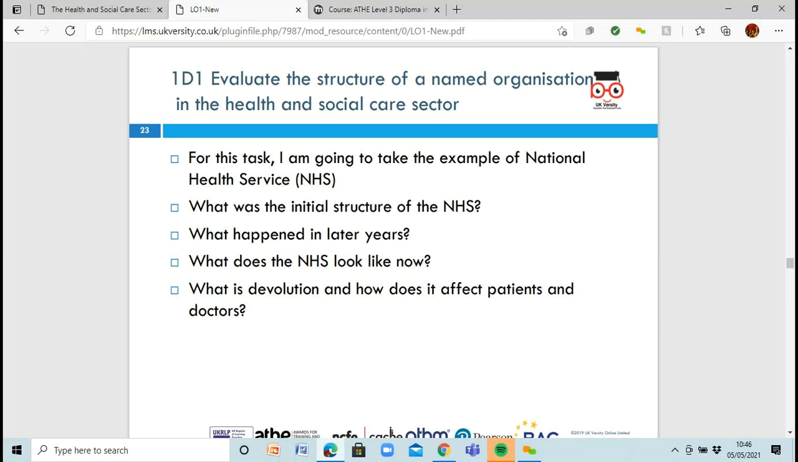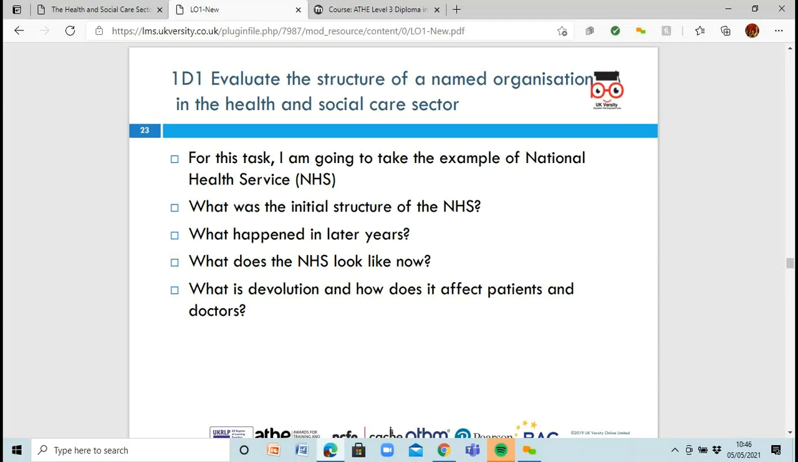Now, we're going to look at the NHS, for example. Now, we've actually evaluated the NHS for you. To save you time, it's a nice idea if you want to use the same system again. If you want to, because a lot of information is here, but if you want to evaluate the structure of a particular care home or a particular service, you're welcome to do that.